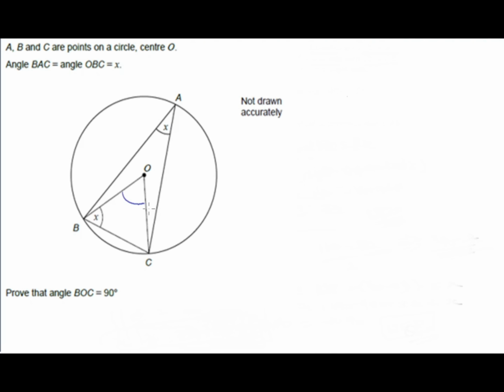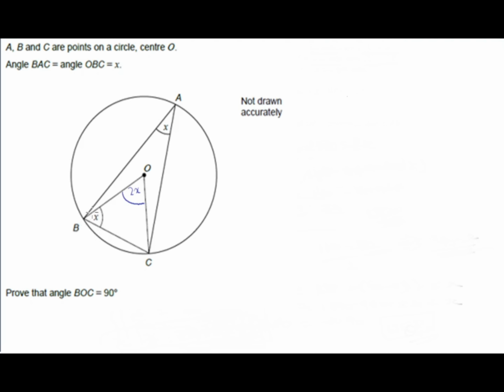Now from circle theorems, we did a theorem that states that the angle at the center is twice the angle at the circumference. So if the angle at the circumference is x, the angle at the center is going to be 2 times x. All right, so that's going to be 2x. So that is the angle formed at the center.